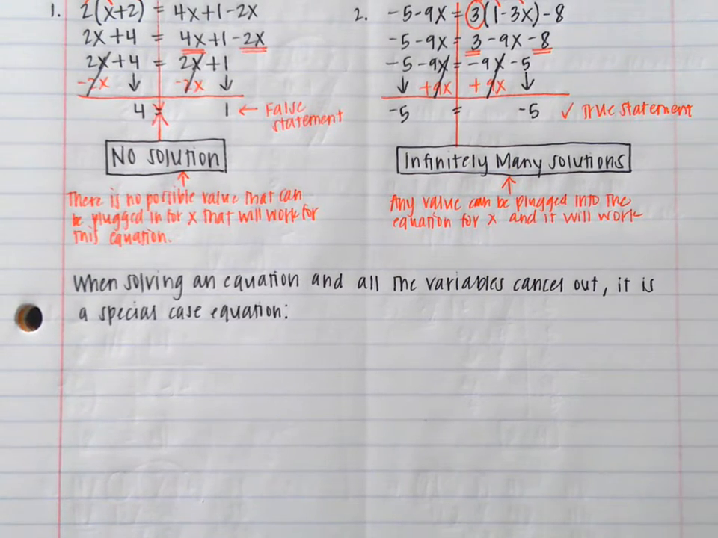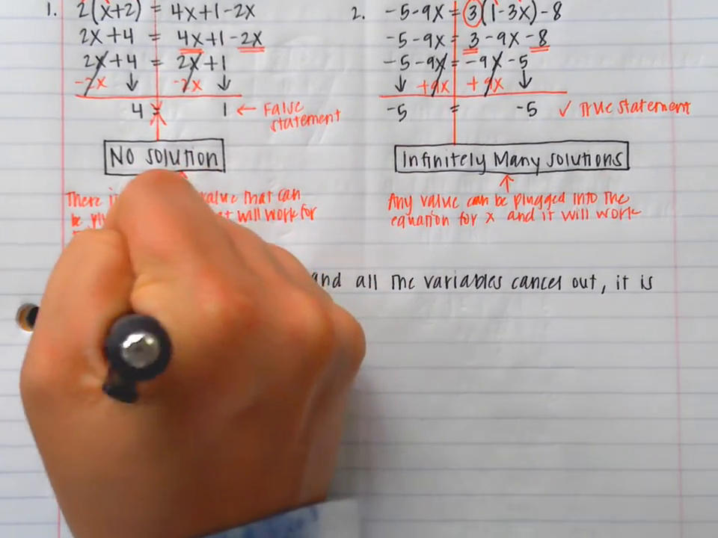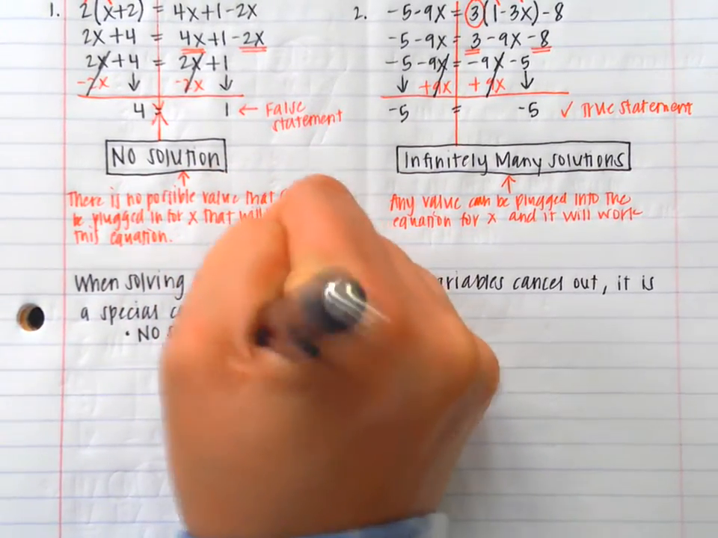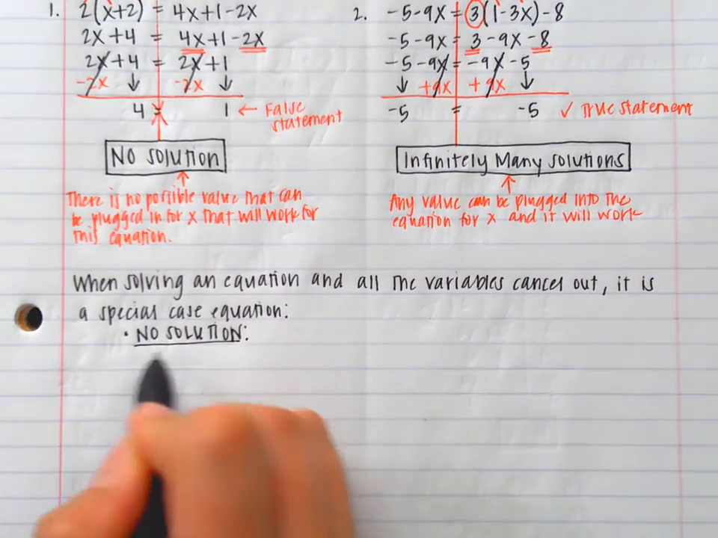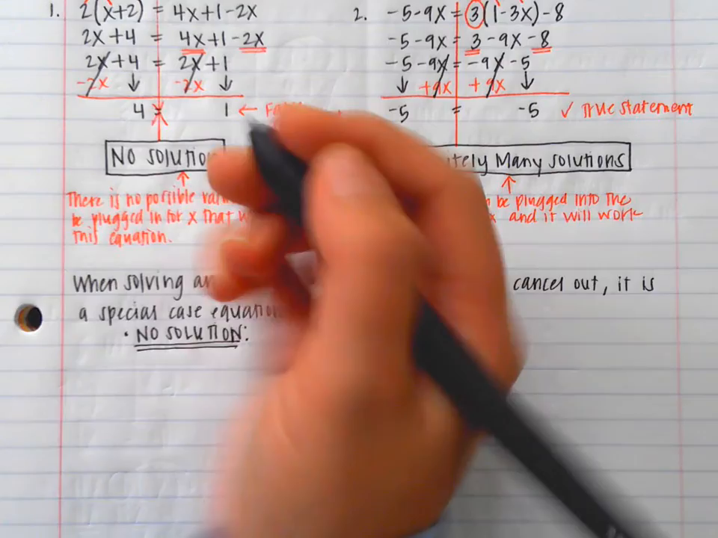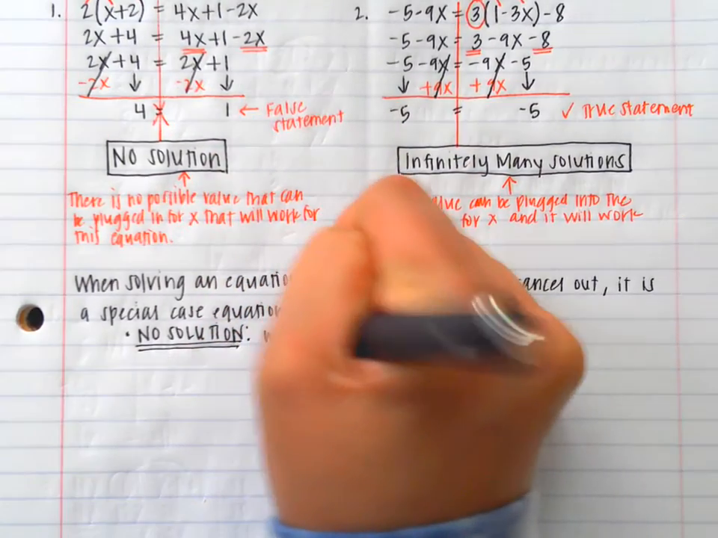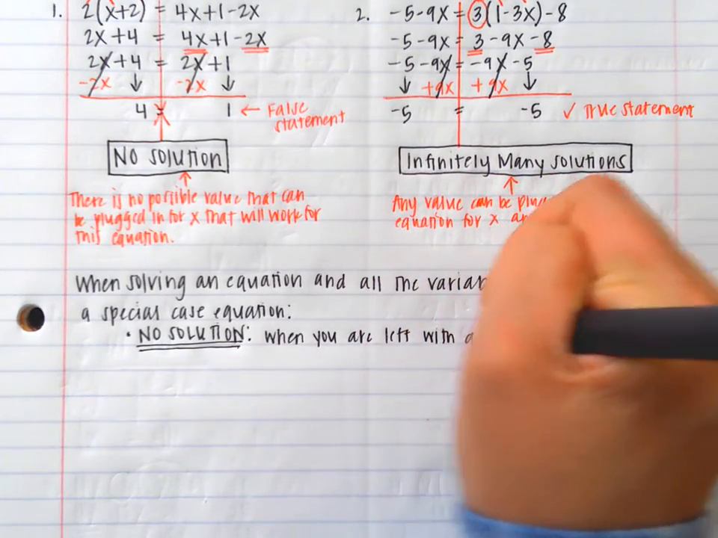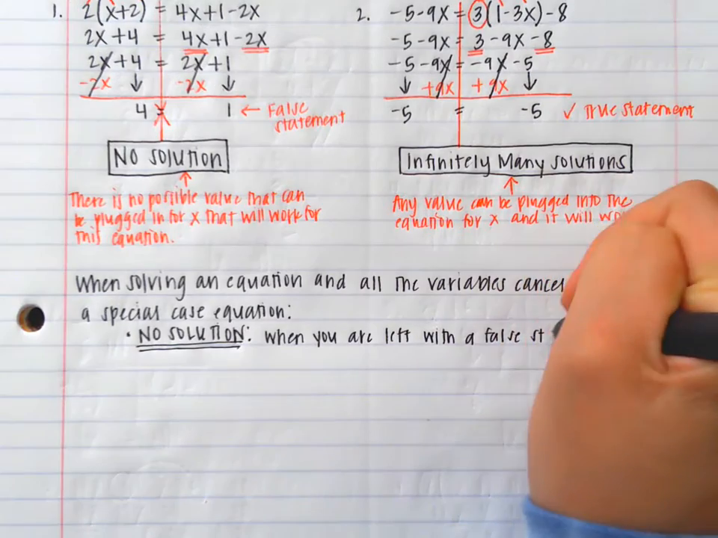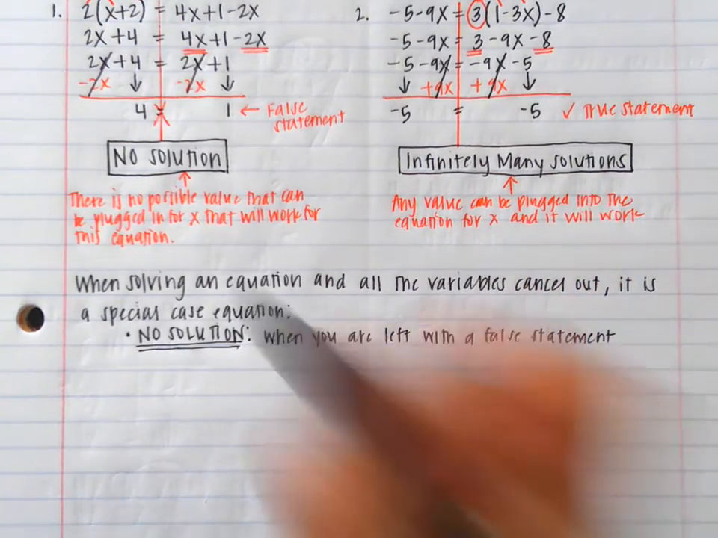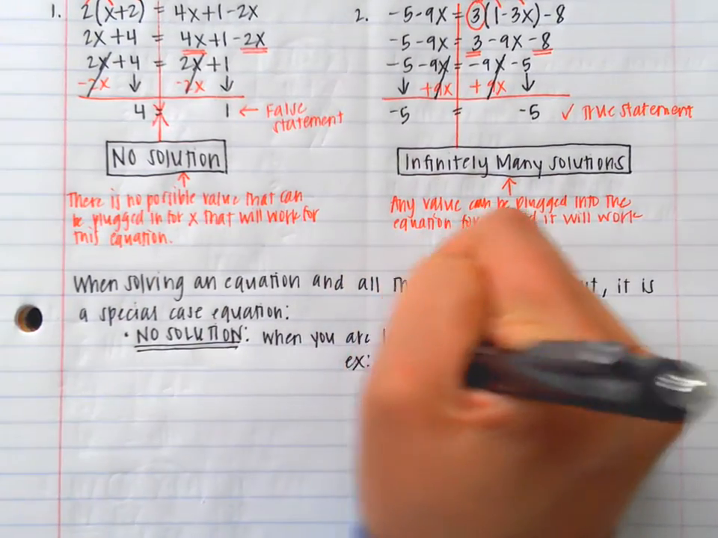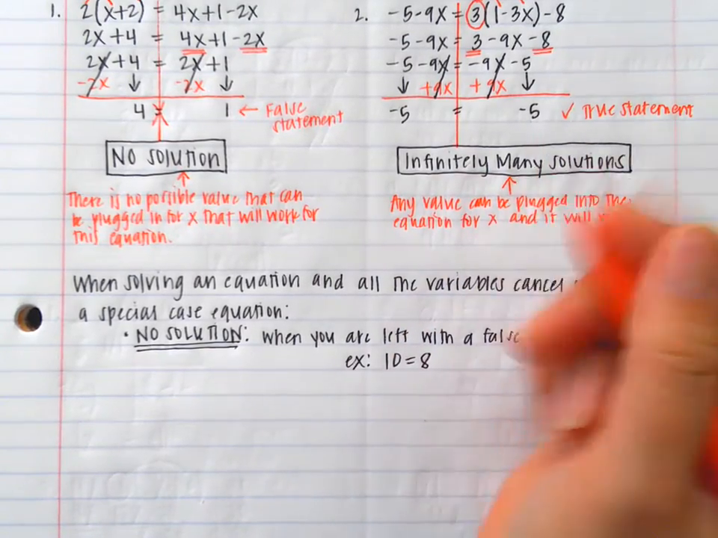Okay, so when solving an equation and all the variables cancel out, it is a special case equation. And so there are 2 types. One where there is no solution. And no solution is when you are left with a false statement. Like we had up here, 4 doesn't equal 1. That doesn't make sense. So like if I had left 10 equals 8, that doesn't make sense. That's a false statement.